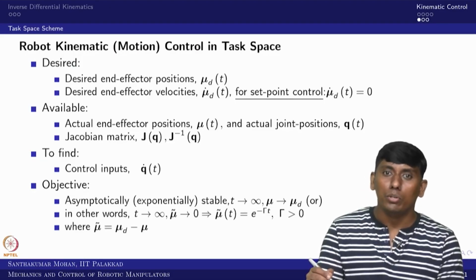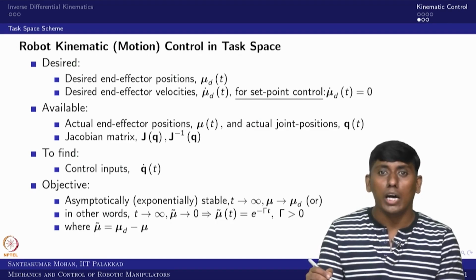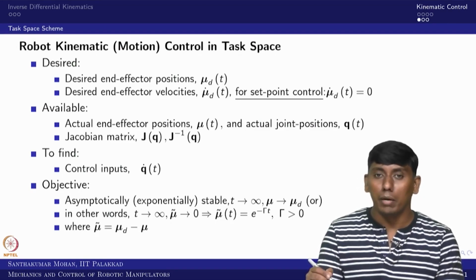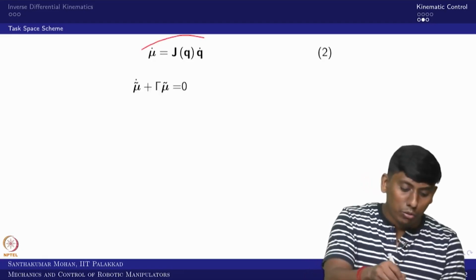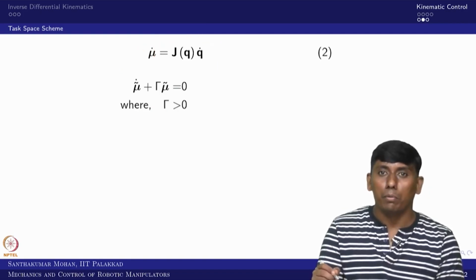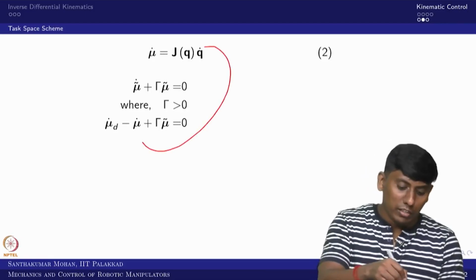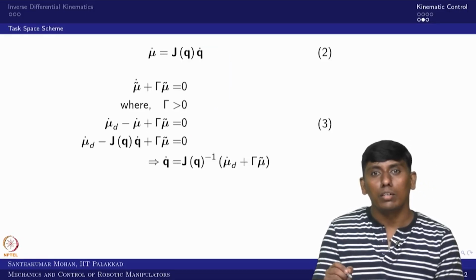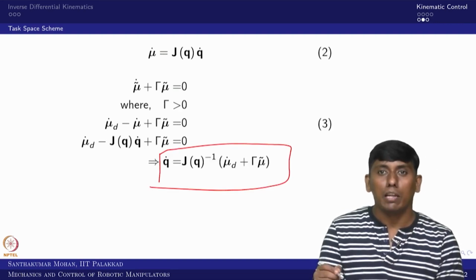If you apply mu tilde, I can write it as exponential of minus gamma into T, where gamma is a positive constant, and mu tilde I have defined as mu desired minus mu. Based on this I can write this equation. This is known, and this is the equation we will obtain based on that. Provided gamma is positive, we can get this. From there, mu dot we can substitute with this relation, and then we can find Q dot in this way. So now this is the control law for the task space level.